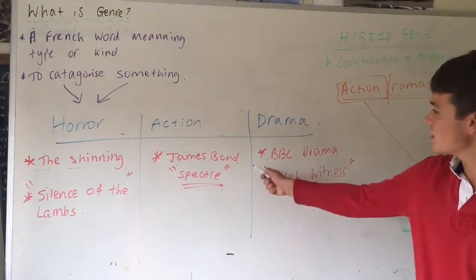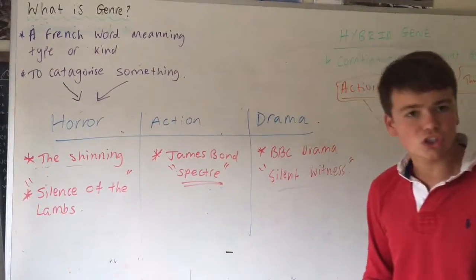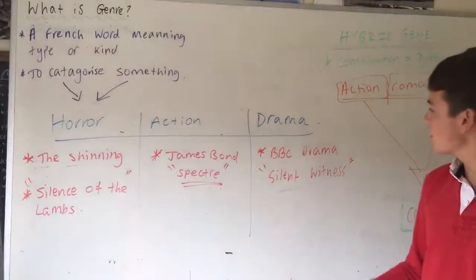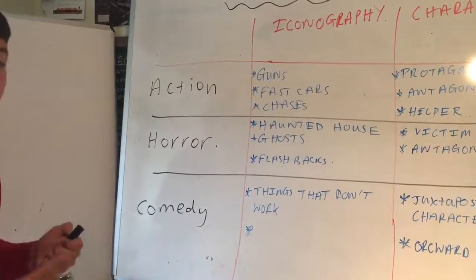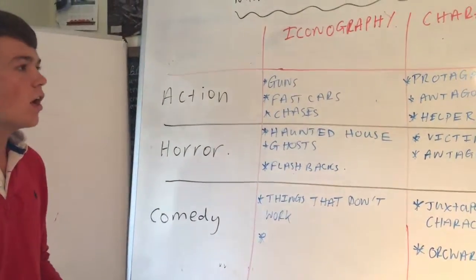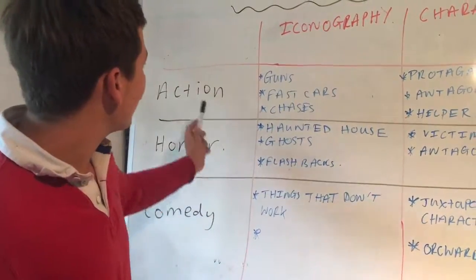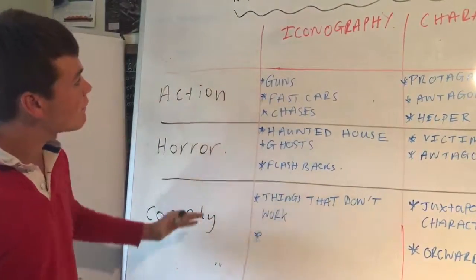James Bond, it consists of action themes, chases, guns. That makes up the action genre. Drama, a BBC drama, Silent Witness, a fairly typical drama with lots of investigations. We'll discuss what different genres are. We're going to look at what makes up a specific genre. An action genre, a horror genre and a comedy genre is what we're going to focus on here.